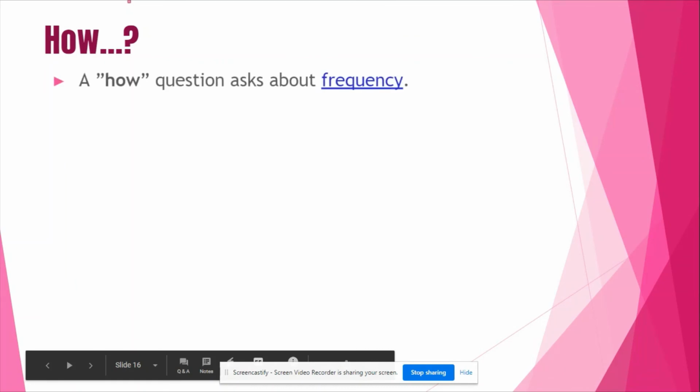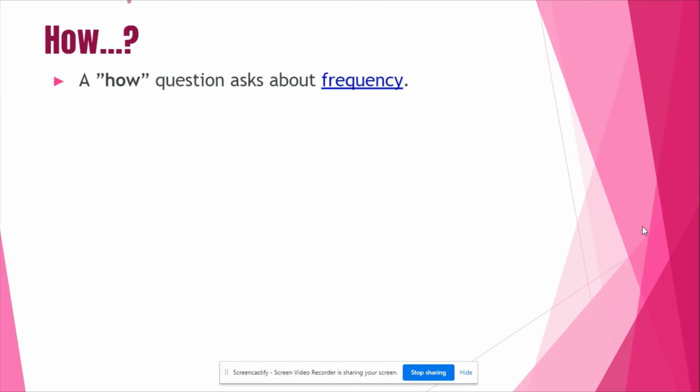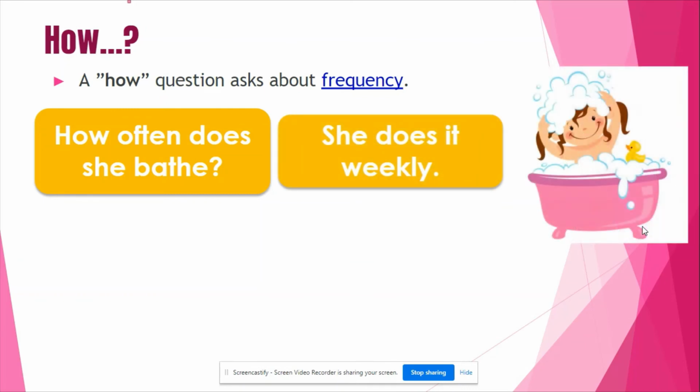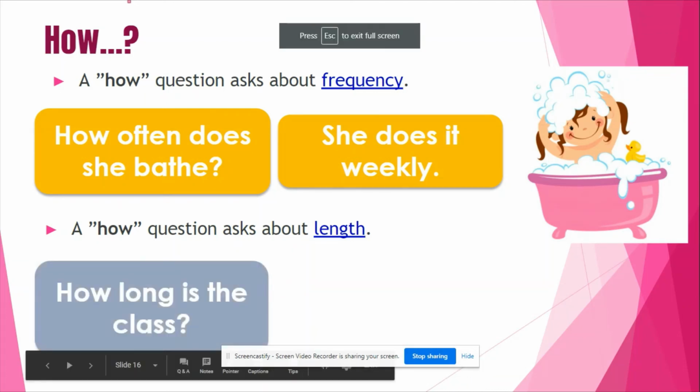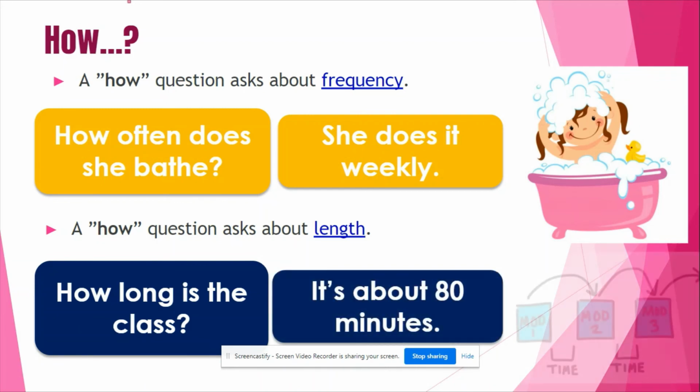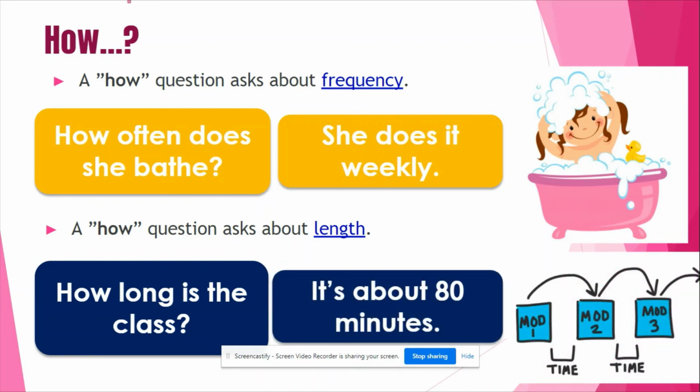We also use the question word how to ask about frequency or how often. How often does she bathe? She does it weekly. Another reason that we use the question word how is to ask about length. How long is the class? It's about 80 minutes.